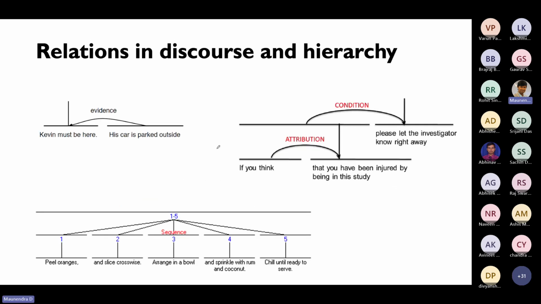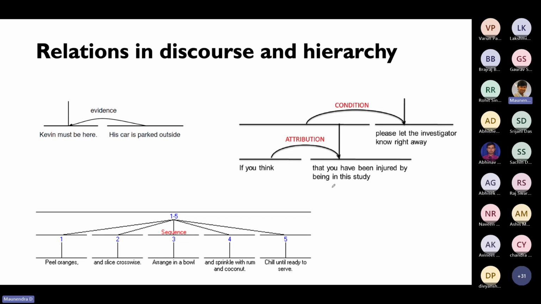So in a discourse, these relations could be there, and there is a hierarchy of relations. In fact, that's how the sentences' meanings flow through. If you take this example we saw, "Kevin must be here. His car is parked outside." So this is the nucleus. From satellite to nucleus, there is an edge, and yes, the label is evidence.